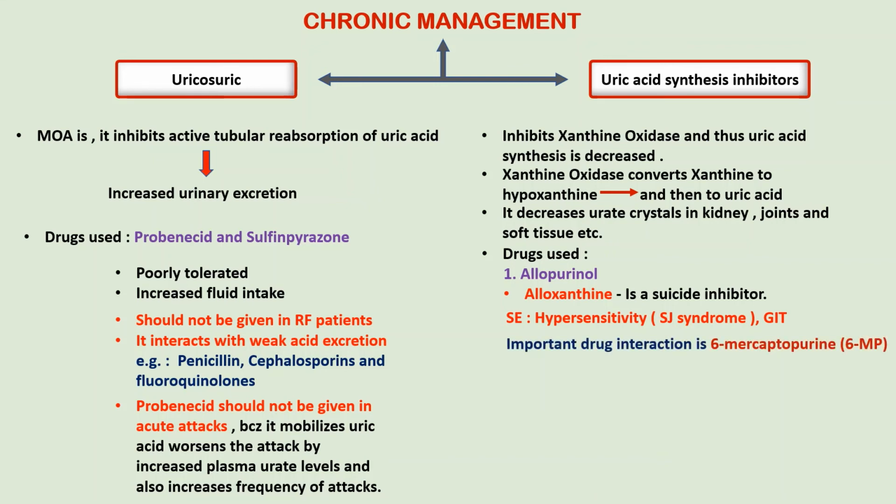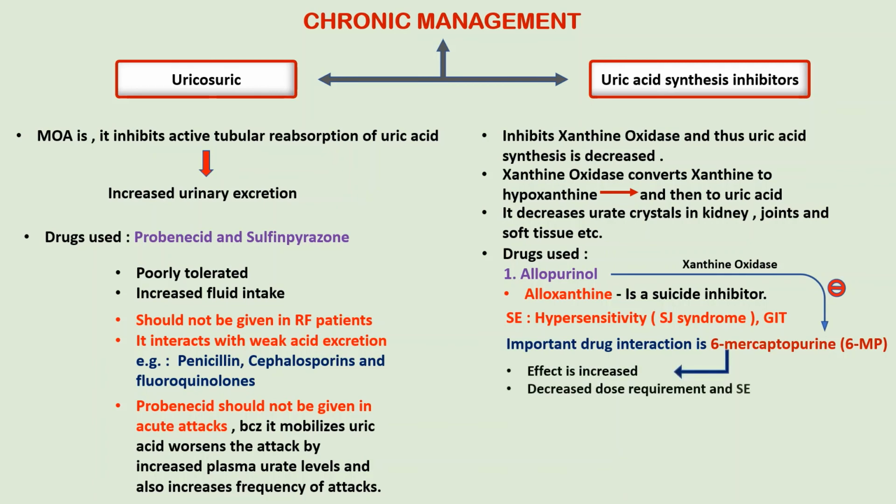Now, an important drug interaction seen with 6-mercaptopurine and allopurinol is that allopurinol will interfere with the metabolism of 6-mercaptopurine, and thereby it inhibits xanthine oxidase, and so the effect of 6-mercaptopurine will be increased. So allopurinol is used in cancer patients receiving chemotherapy to reduce the hyperuricemia and to decrease the dose of 6-mercaptopurine and also the side effects associated.